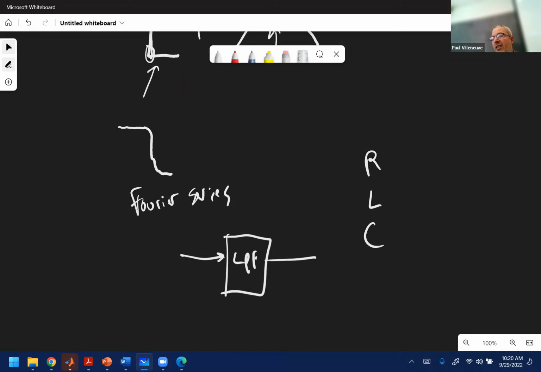A resistor just takes the input and divides by that value. So whatever the current is, you multiply by the resistance and you get the value. So the shape is going to be the same. So that's not going to work so well. Let's take a look at an inductor.